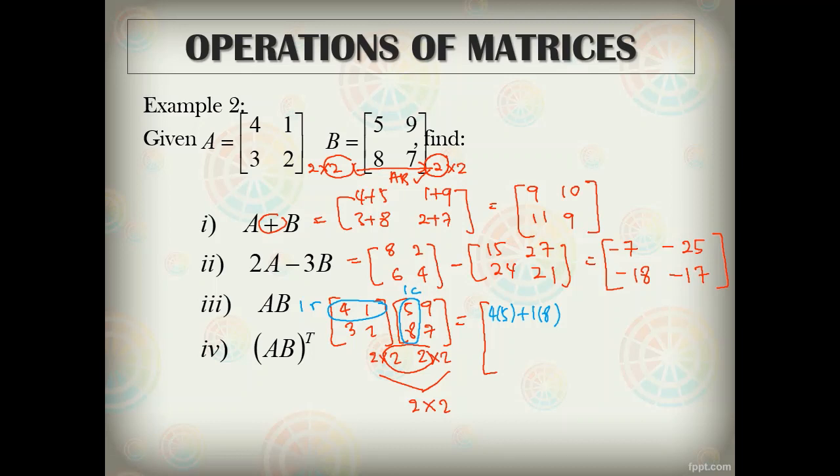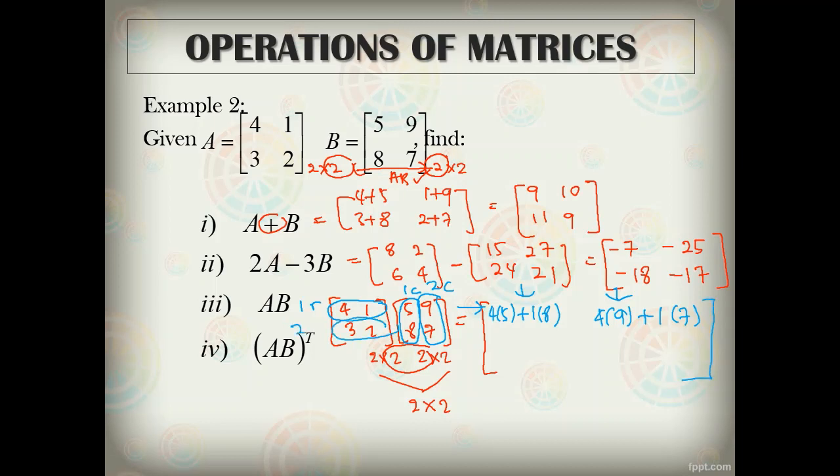Right, so do the same for the second column. You do it for the second column here, still the first row. Still the first row, but the second column, where we start a new entry. So 4 times 9 plus 1 times 7. Now we have the first row and the second column.